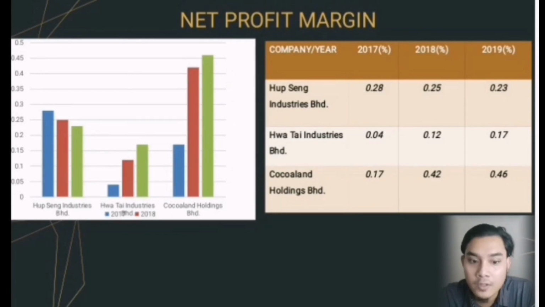Finally, Coquelin Holding Berhad also showed an increase from 2017 to 2019, which is 0.17% in 2017, increased to 0.42% in 2018 and increased further in 2019 to 0.46%. Among these companies, Coquelin Holding Berhad showed the highest percentage in 2018 and also 2019, although in 2017 it was the lowest percentage.